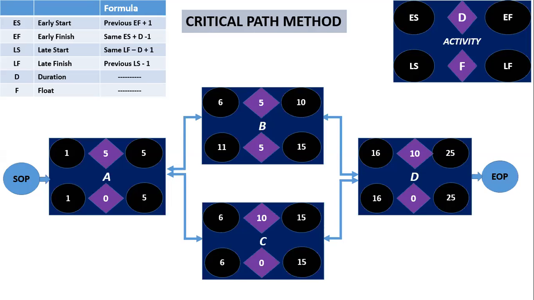Now what is the predecessor of activity C? A. What is the early start of activity C? 5 plus 1 is equal to 6. Then what is the early finish of activity C? 6 plus 10 is equal to 16, minus 1 is equal to 15, right? Then what will be the early start of activity D?